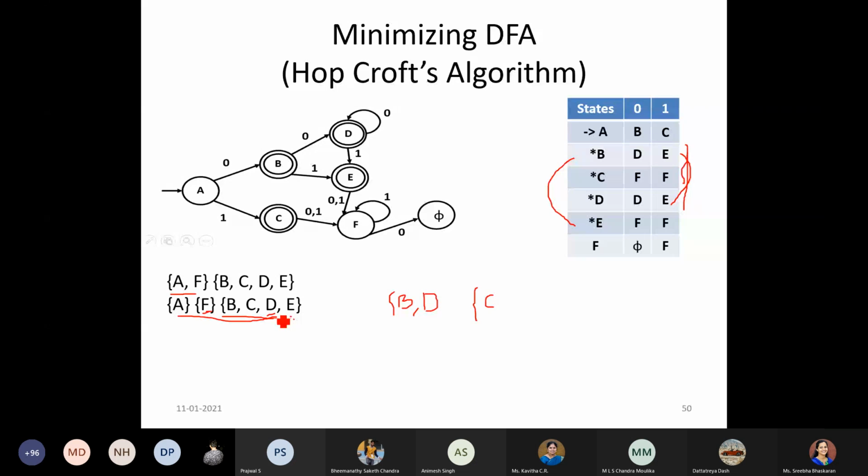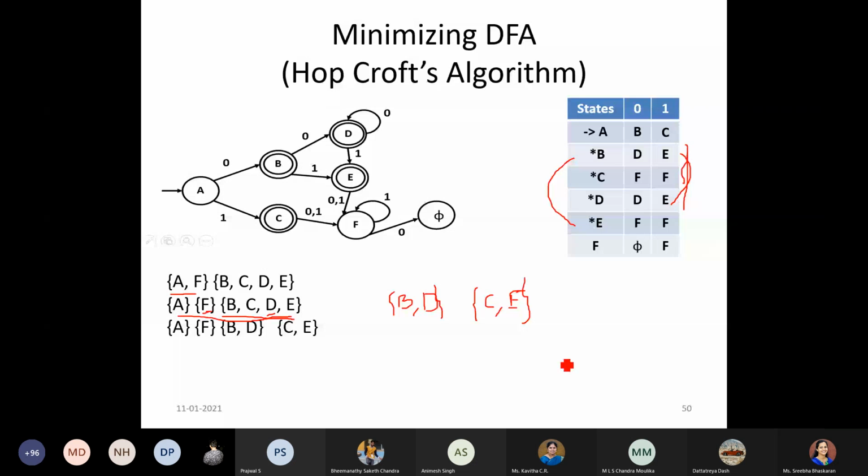So where does it have to go? It will be with another group, which will be with C. Now it will see any more states. No more states, so this will be closed. This will be the final output once you finish with that particular iteration. Hope it is clear.